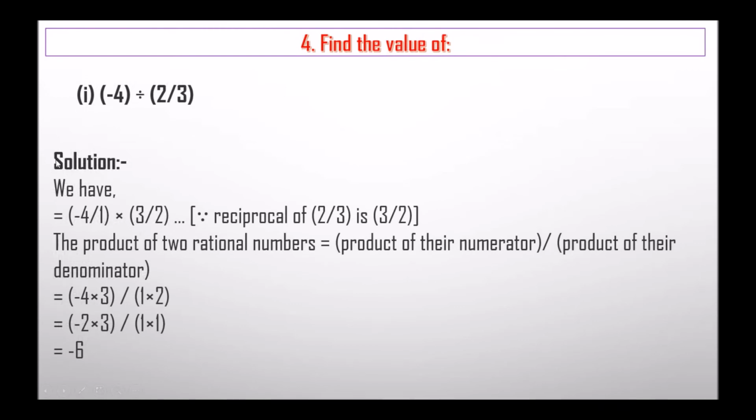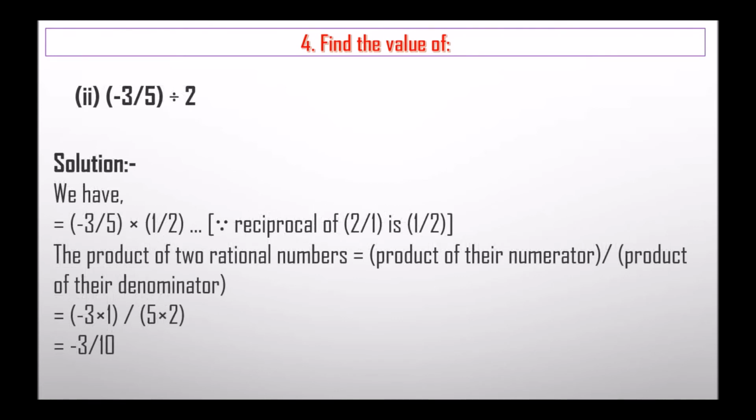Next, fourth question, find the value of minus 4 divided by 2 upon 3. We will convert this divide sign into multiplication, so the number will become its reciprocal. So minus 4 upon 1 into 3 upon 2. 3 upon 2 is the reciprocal of 2 upon 3. Now we will multiply the numerators and then the denominators. So minus 4 into 3 upon 1 into 2. So that is minus 12 upon 2. So minus 6.